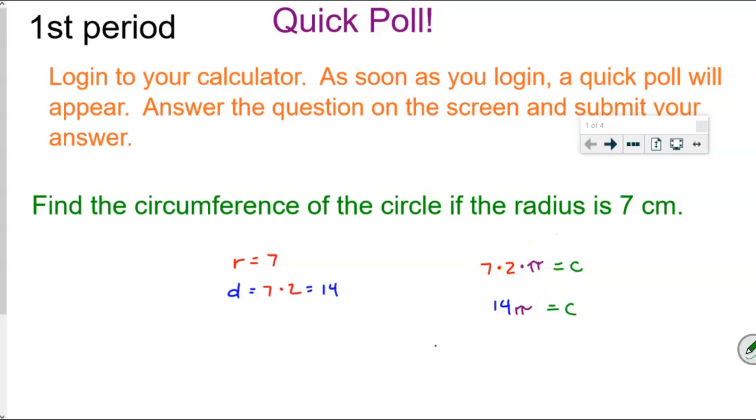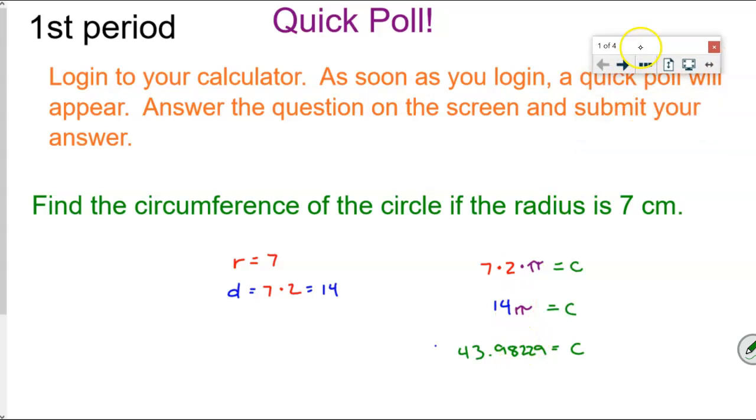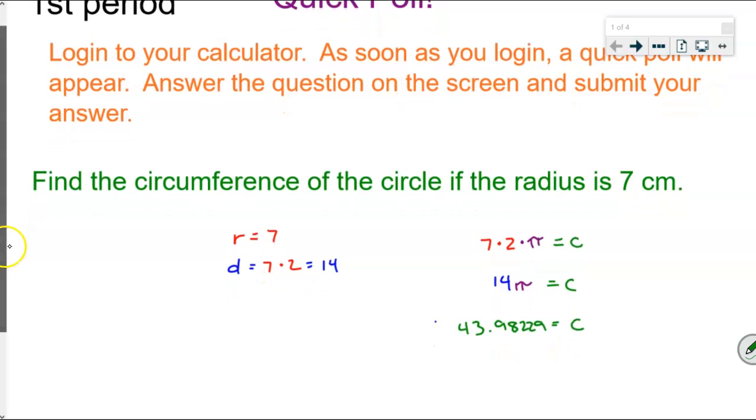In any case, when you type this into your calculator, you end up with a big long ugly decimal, 43.98229. Now, this problem did not say how to round it. In class, I told students they should round to the nearest tenth. So if we are rounding to the nearest tenth, what is that going to look like? That means I need a tenths place decimal. It doesn't mean I just keep what's in the tenths place.